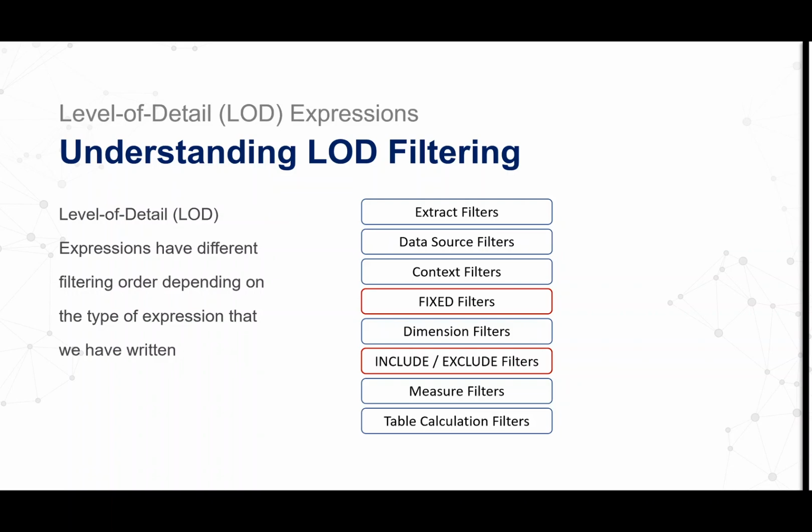After which we can have our dimension filters, so this is all your dimensions that you're throwing into your filter pane. After which we then have include and exclude. Remember, these expressions are dependent on your dimensions, whatever dimensions values you may have. After which we are going to look at our measure filters, and finally, as we've seen in the previous section, table calculation filters are last.